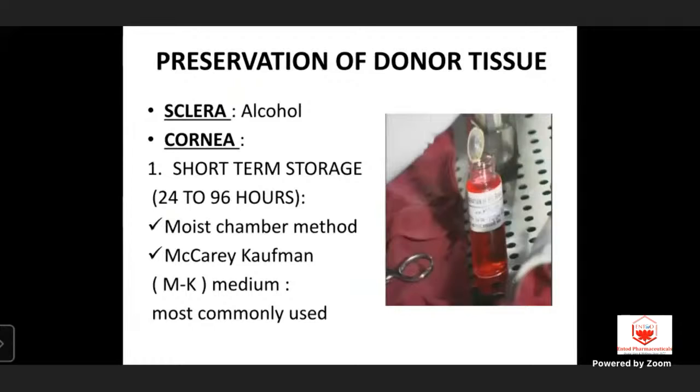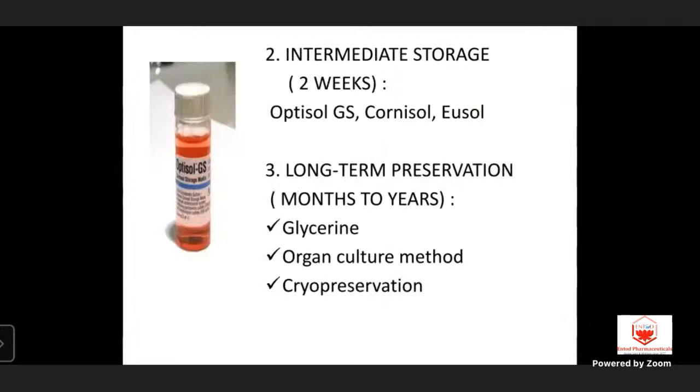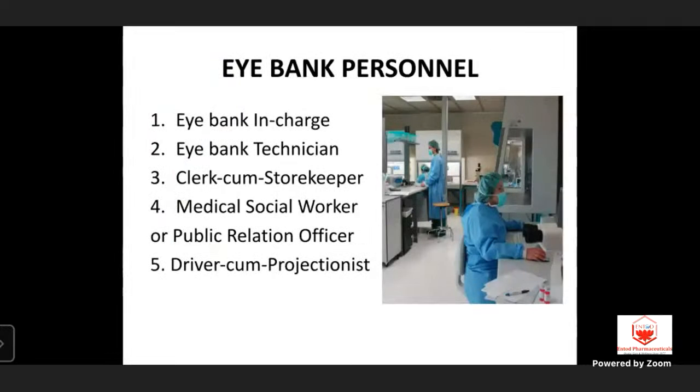Short-term storage is storing for 24 to 96 hours. So we use moist chamber method and McCarey-Kaufman medium, but this MK medium is most commonly used. Next is intermediate storage, that is up to 2 weeks. So we use Optisol GS, Corneal, and Usol. And long-term storage is for months to years. So we use glycerin, organ culture, and cryopreservation method.